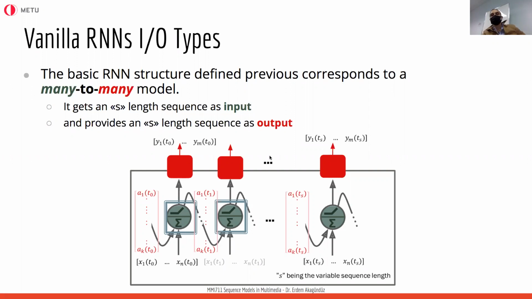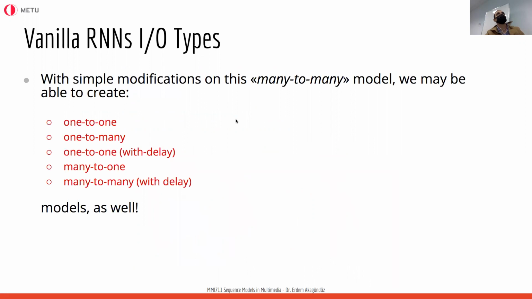These kinds of models in sequence models are called many-to-many models because you have many inputs of varying lengths, and corresponding to that many inputs, I'm getting many outputs. In this figure, it's s plus 1. Be careful, this is from 0 to s. A variable length of input, and it provides the same variable length as the output. Okay, how can we change it?